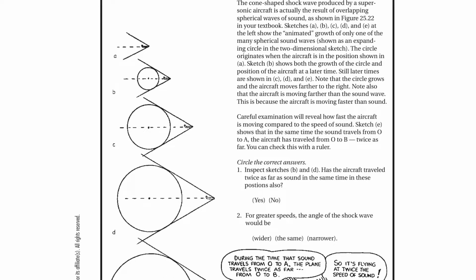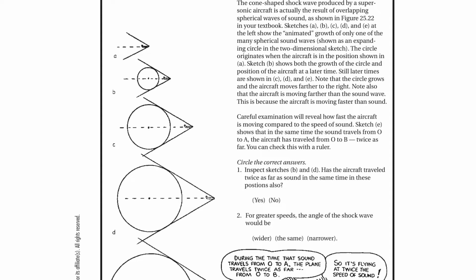So all of these are at different times, but all of them have the same basic geometry. The plane is the same proportion ahead of the circle in all cases. So this would be at one time, this is at a later time, this is at a later time, but you're going to see that the plane is at a circle distance about the same.